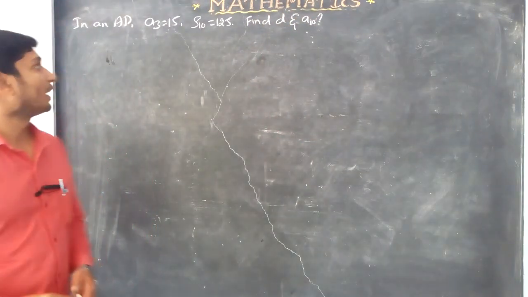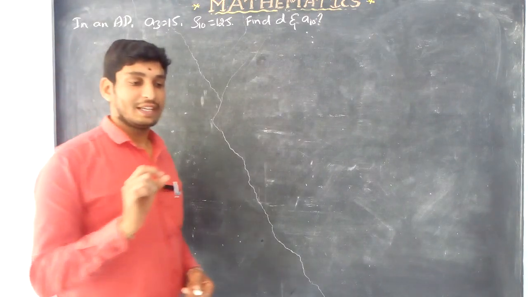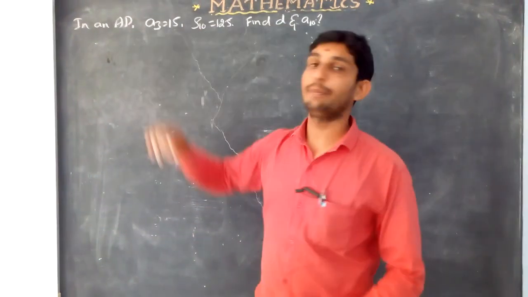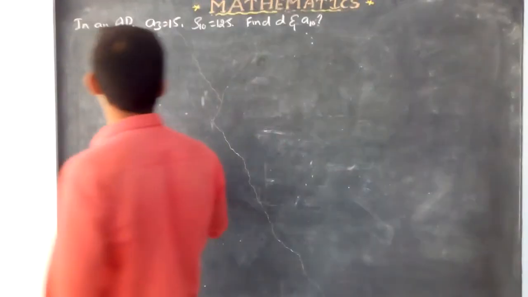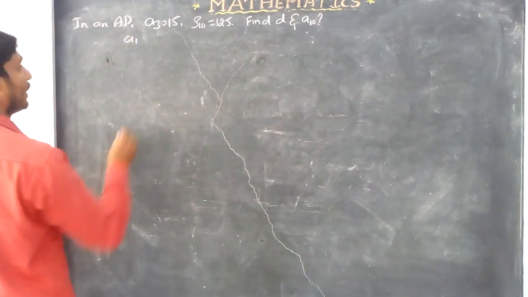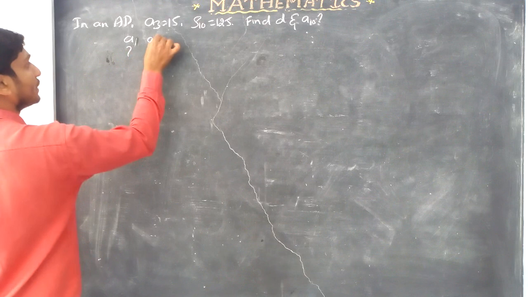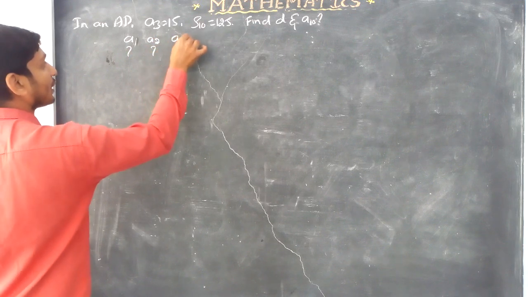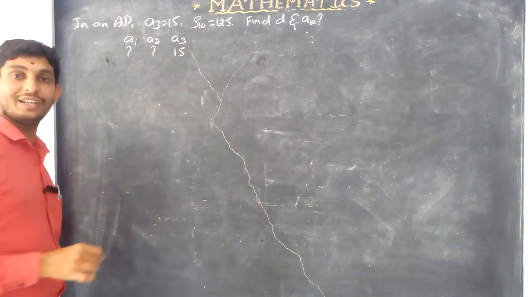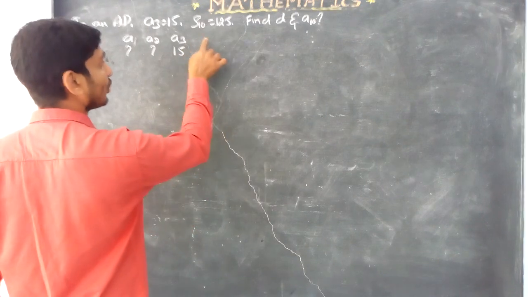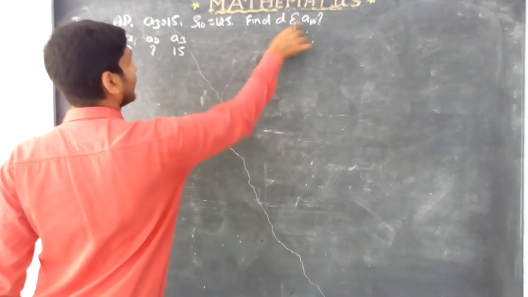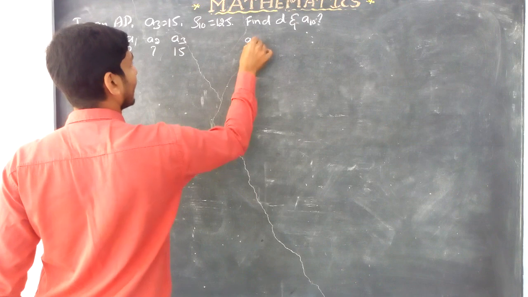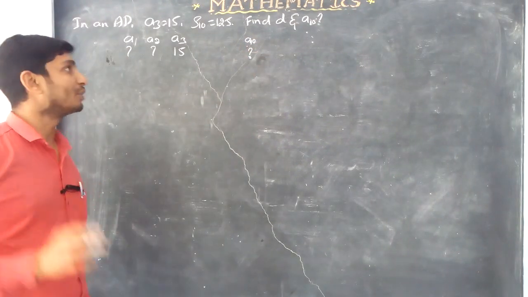Okay, dear students, try to understand the problem. In an AP, that means there is one AP. In that AP, the first term, that is A, is not known. The second term is not given. The third term is given, 15. The fourth, fifth and sixth terms are not given. We are asked to find the 10th term. A10 is unknown, that is also not known.